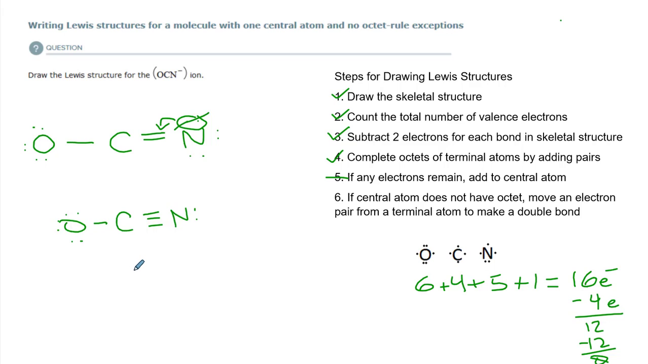Or we could have moved double bonds on both sides. So nitrogen would still have 2 pairs, and oxygen would still have 2 pairs. Or we could have moved a triple bond from oxygen and left nitrogen alone.